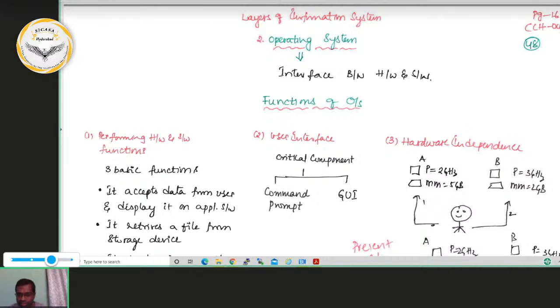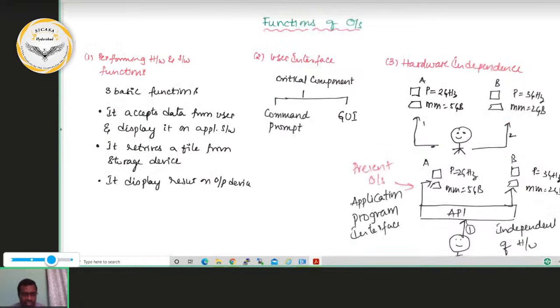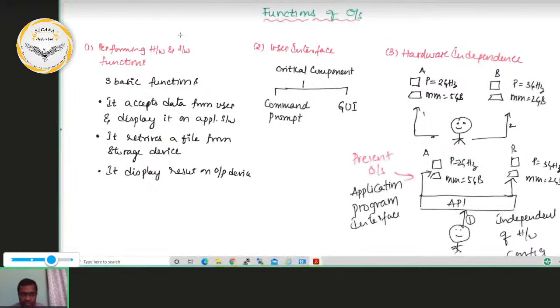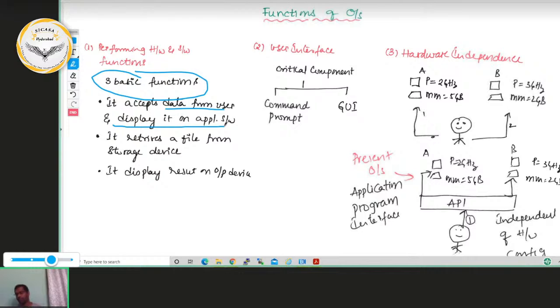So what is the first function? The first function is that it performs hardware and software functions. What do you mean by that? It performs basically 3 basic operations. First, it accepts data from the user and displays it on the application software. Whenever you are typing on the keyboard, the data will be captured by the operating system and it places the data on the application software. Let us say you are using MS Word and typing on the system, the data will be captured from the keyboard and placed on the application software.